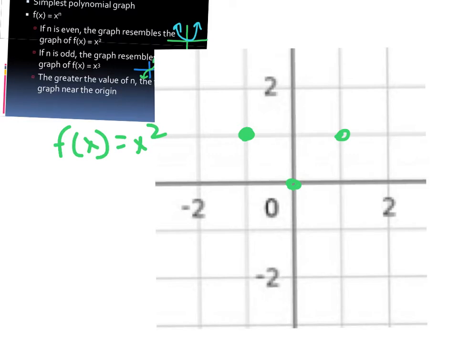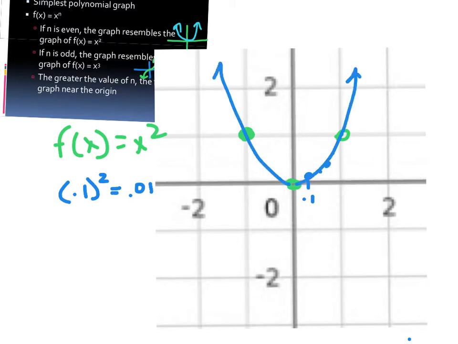So if I were to plug in a decimal in between 0 and 1, let's say I plug in 0.1. What is 0.1 times 0.1, or 0.1 squared? 0.01, okay? So it would be a point like here, right? And it would keep going up and increasing, let's just say like that.